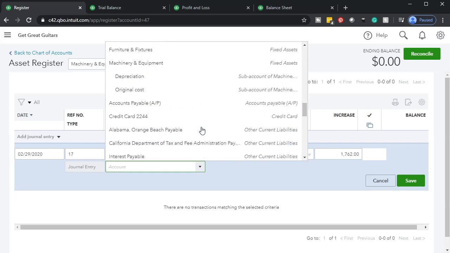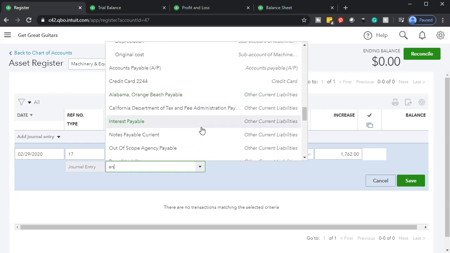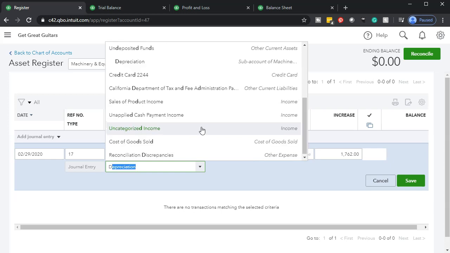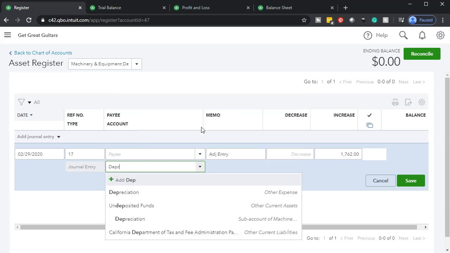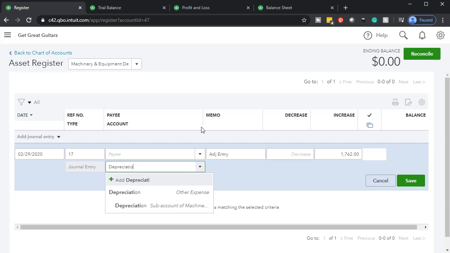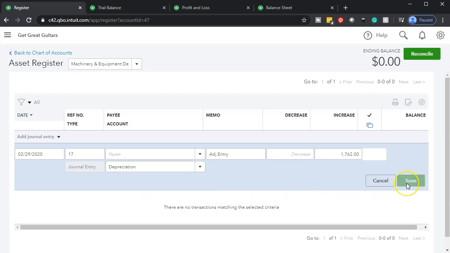So let's see if we have a depreciation expense. I'm going to try to type it in there, though that's not how you spell it. There it is, depreciation, but that's the asset. Let's keep typing depreciation expense. So here it is, and then we have the depreciation account and then the sub-account. Again, I'm just going to record everything to one account. So I'm going to go to the depreciation account and say save.